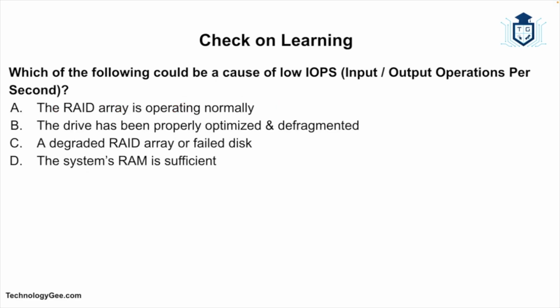And the final question is, which of the following could be a cause of low IOPS, or input-output operations per second? Is it the RAID array is operating normally? Is it the drive has been properly optimized and defragmented? Is it a degraded RAID array or a failed disk? Or is it the system's RAM is sufficient?